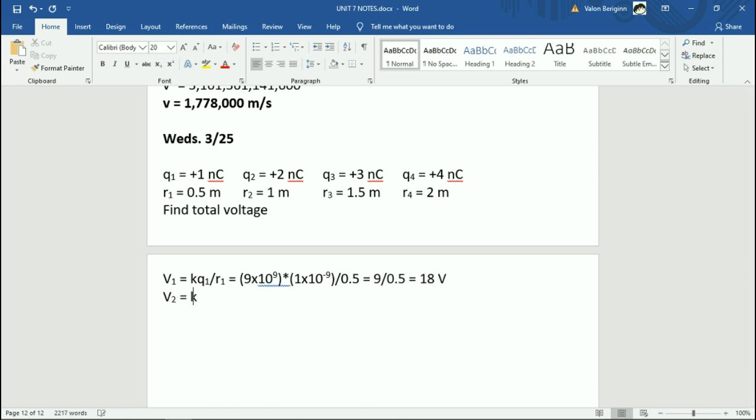V2. Now we have 2 times 10 to the negative 9, divided by, now our distance is 1 meter. So we have 9 times 10 to the 9, times 2 times 10 to the negative 9. Again, the 10 to the 9 and 10 to the negative 9 cancel, so we have just 18 divided by 1, so we get 18 volts.